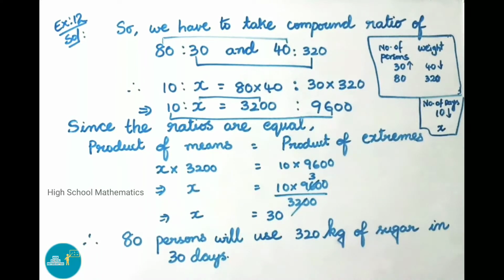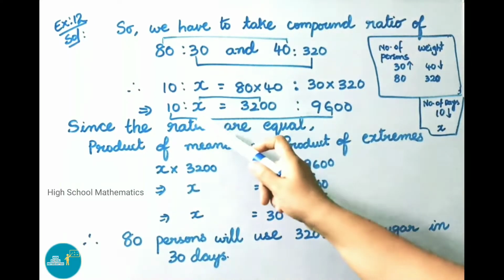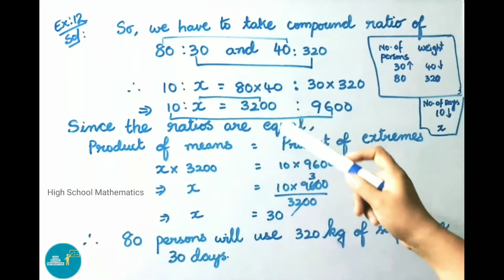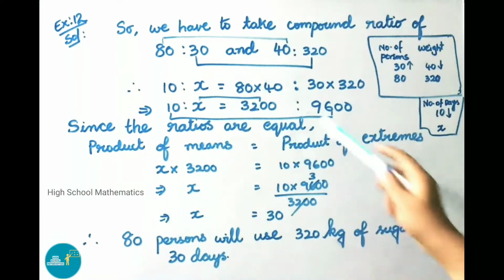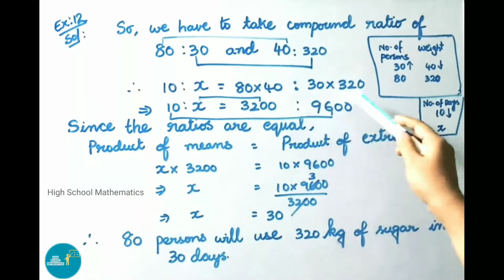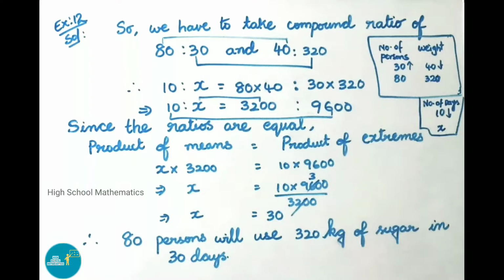By observing this example, we can understand what compound proportion is: the ratio of one quantity is equal to the compound ratio of the other two quantities. So after solving that, we got the result, that is 30 days. To find this compound proportion, there are three rules. Let us see what those are.